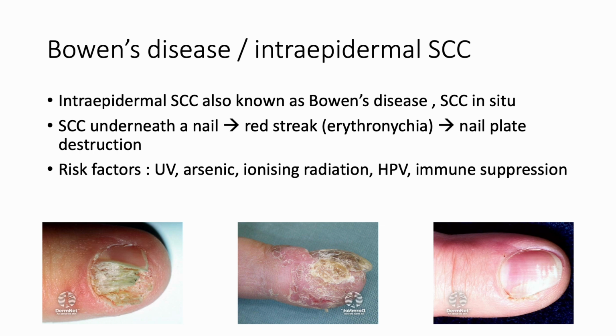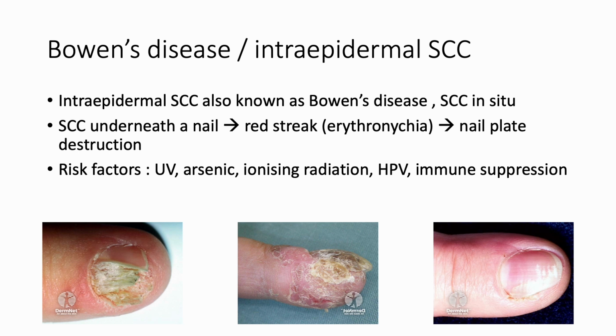Cutaneous lesions will present as irregular asymmetrical scaly plaques, which can be orange or red in colour, typically on sun-exposed sites. On the nails, when the lesion is present beneath the nail plate, it can cause erythronychia, which is a red streak in the nail, and this can also lead to nail plate destruction. An ulcerated nodule of the nail bed or persistent lateral onycholysis not responding to treatment should be investigated for an SCC and should raise suspicion for this condition.